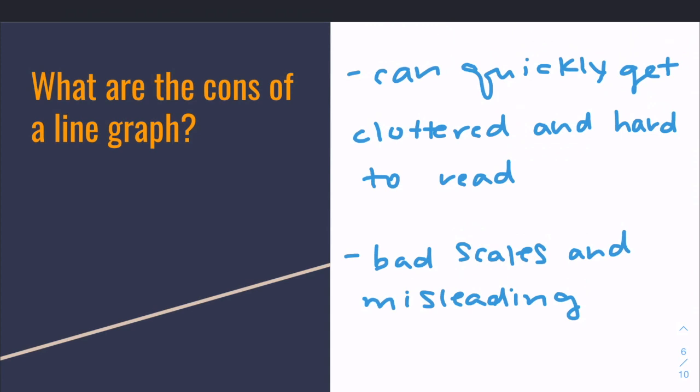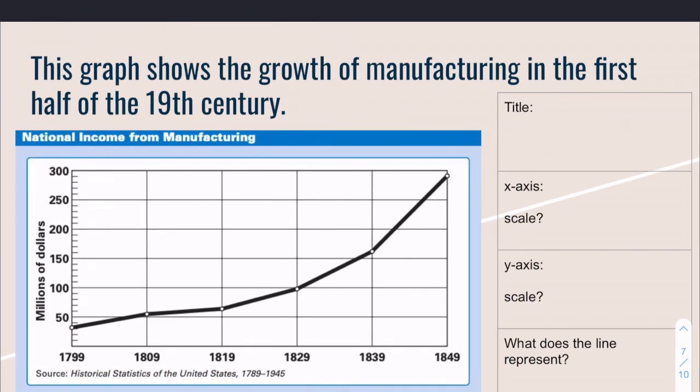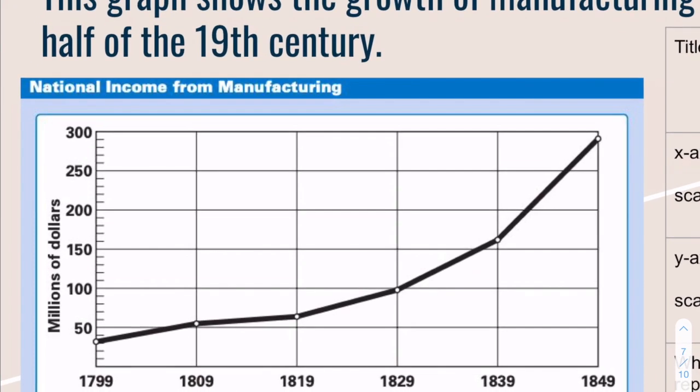Now what we're going to do is take a look at one and see if we can practice identifying those features. So here's a line graph. This graph shows the growth of manufacturing in the first half of the 19th century. Okay, this is for the United States. And just as we do with Graph of the Week, you can look and find a source. So the source is Historical Statistics of the United States from 1789 to 1945.